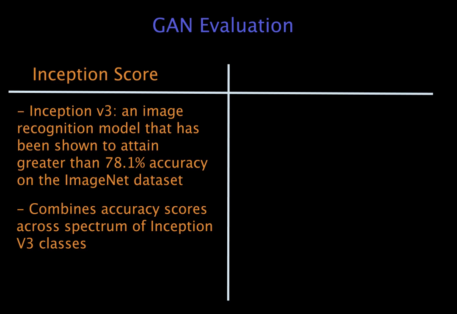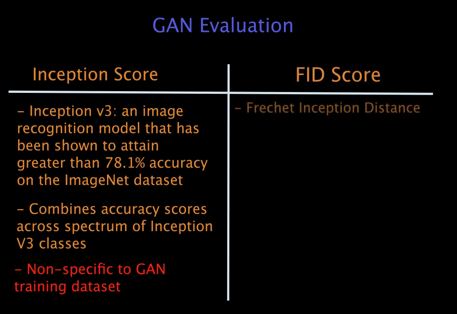The inception score was popular in the years following GAN's development, but fell out of popularity mainly because it lacked domain specificity. In other words, the training dataset for Inception v3 is not equivalent to the dataset the GAN has been trained on. So the inception score is not a comparison of the GAN's generated output to the dataset it has received as input. To address this issue, the FID score, or Frechet inception distance, was introduced.